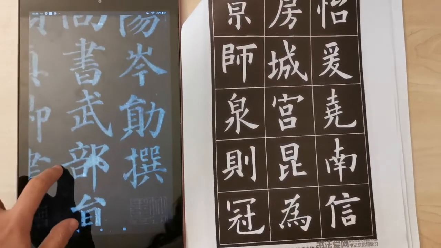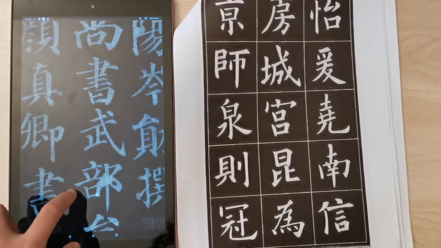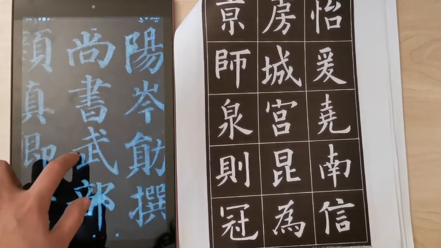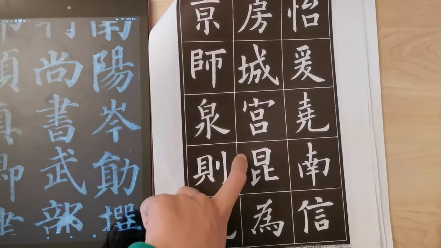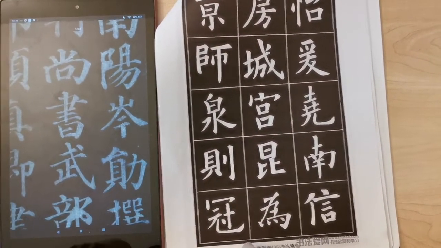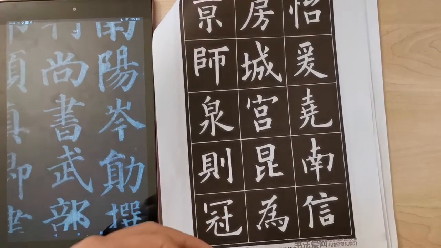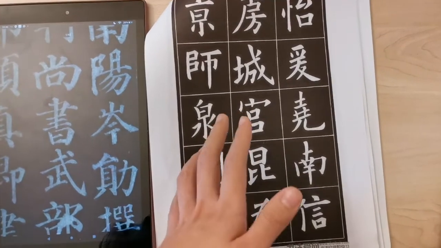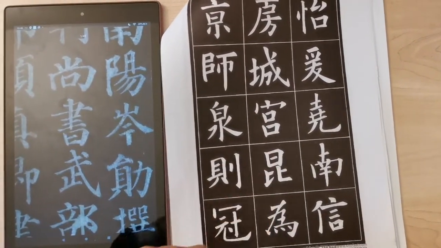Right. So there are more variations between the thickness of the strokes in Yan style. Whereas if you look at Ou style, it's more uniform, right? Everything has the same thickness. Well, not exactly the same, but similar thickness.